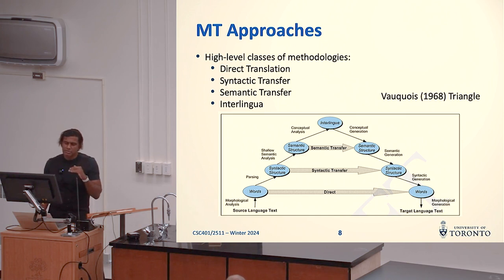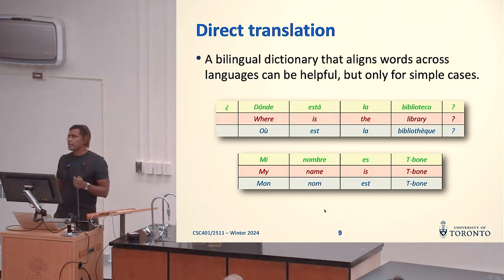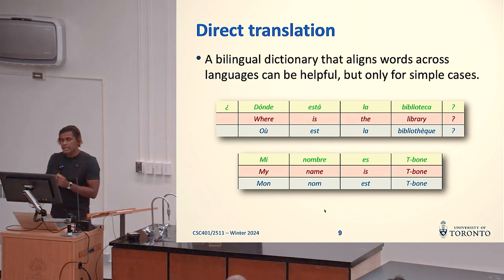But let's go from the bottom. Let's look at what's the problem with doing direct translation, or how it evolved to where we are today. So the first is direct translation. Direct translation is the same thing as having a dictionary, right? So you can go by using a bilingual dictionary that aligns words across languages. That can be helpful, but it's only for simple cases. You can't really be very fluent just by using a dictionary to translate something into another language.